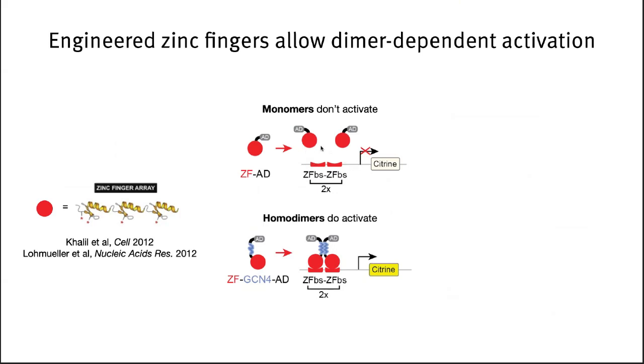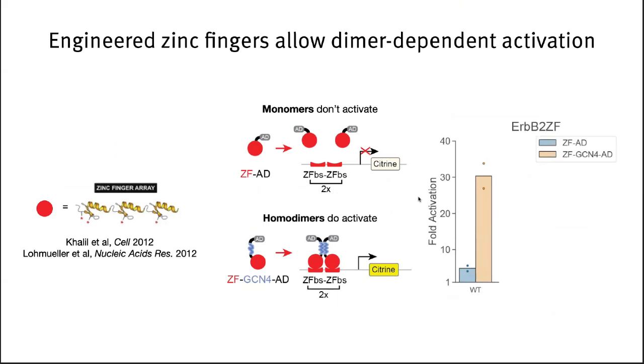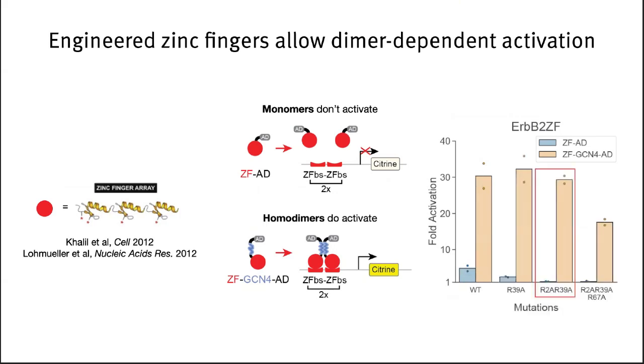So when you express the monomer, you don't want to get any activation. But if you attach a leucine zipper from the protein GCN4, then these proteins can homodimerize, and those homodimers can bind efficiently and activate the target gene. So in this way, if you look at the activity of the homodimers versus the monomers, you can see the homodimers are much more active. But you still see there is some residual activation by the monomers.